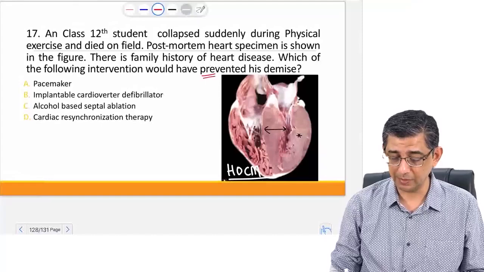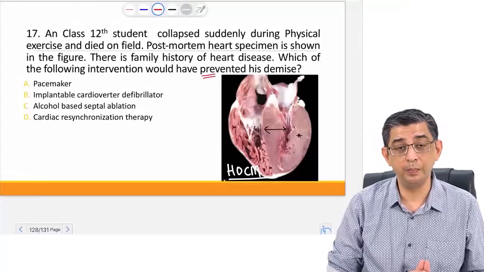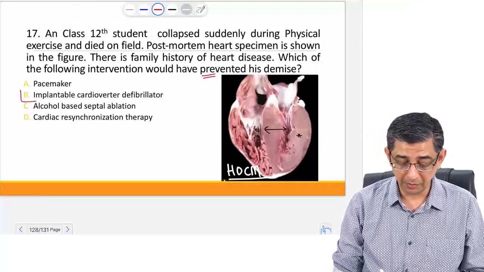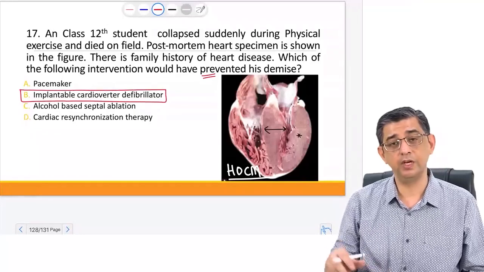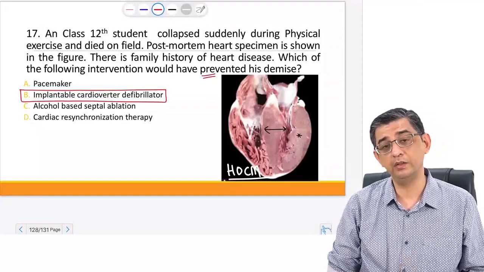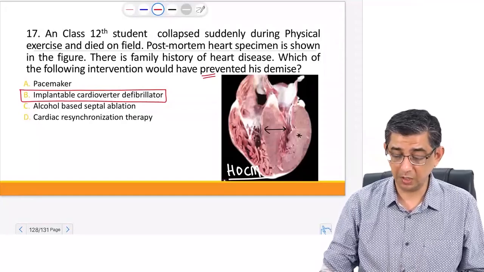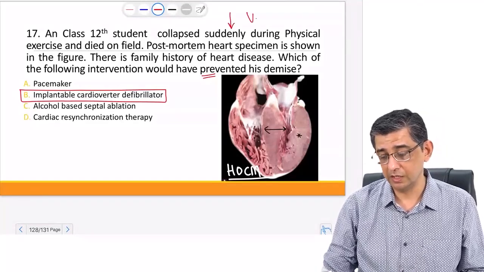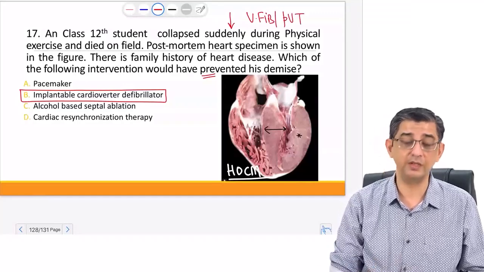The question is saying which intervention would have prevented this from happening. So for hypertrophic obstructive cardiomyopathy, we need to deploy an implantable cardioverter defibrillator. If this device was deployed in this patient, it would have delivered a DC shock and terminated the tachyarrhythmias present in this case. Most of the time, the tachyarrhythmia which will contribute to this person collapsing suddenly is either ventricular fibrillation, or it could be PVT, that is pulseless ventricular tachycardia.